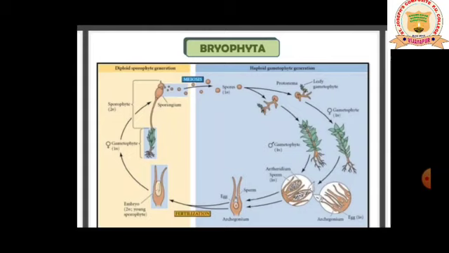This sporophyte will go for reductional division, that is called meiosis, to produce haploid spores. These spores germinate to produce gametophyte again. In this way, the life cycle of bryophyte will continue. Can you see?